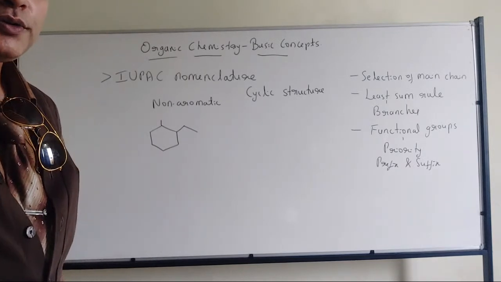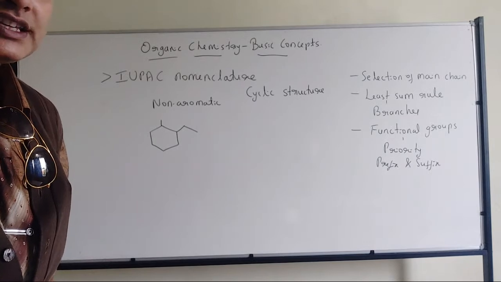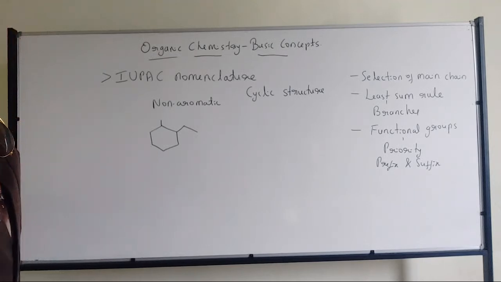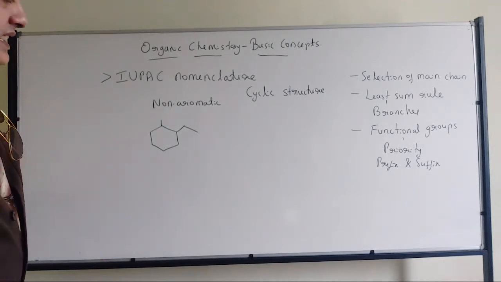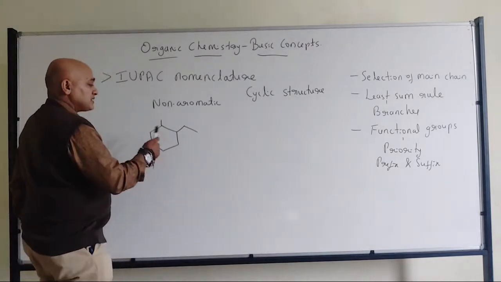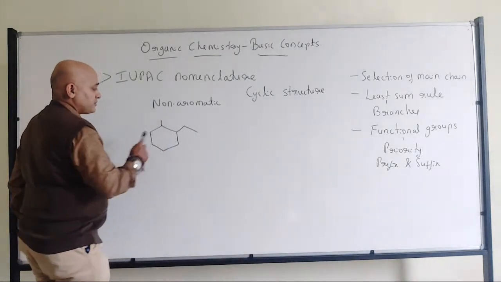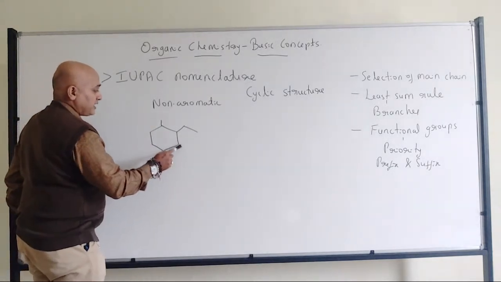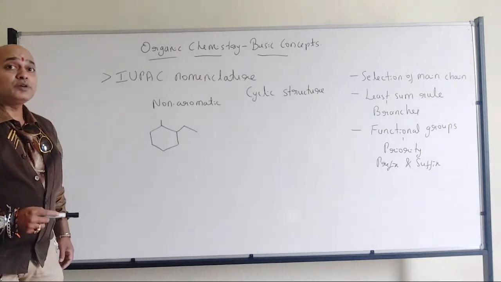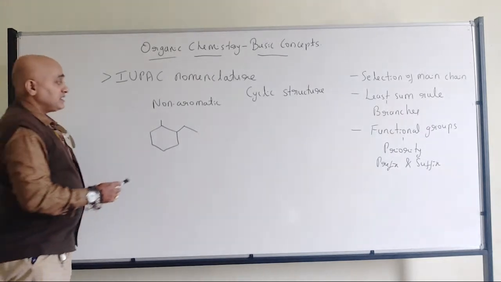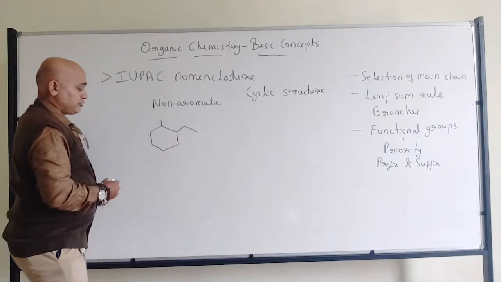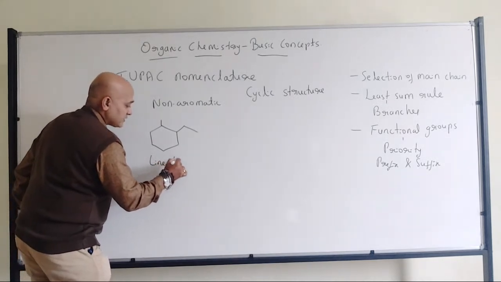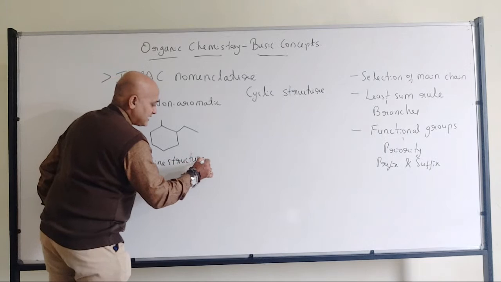Yes, least number rule. Gaurish has written least sum rule or least number rule. So if I see the largest carbon ring with respect to this molecule, it is a cyclohexane: 1, 2, 3, 4, 5, 6. It is cyclohexane having substituents of methyl and ethyl group. What I mean to tell you is this is a line structure.